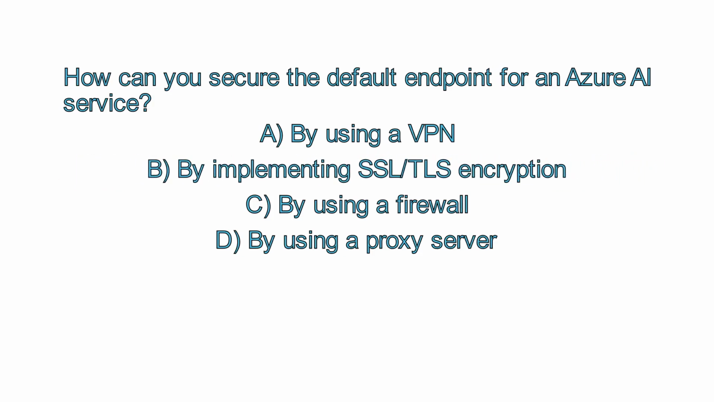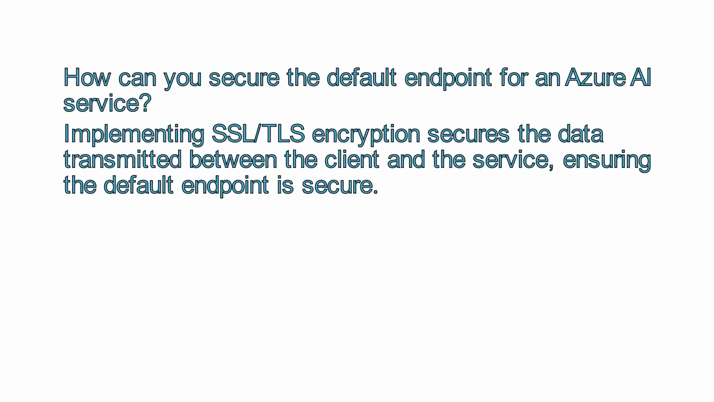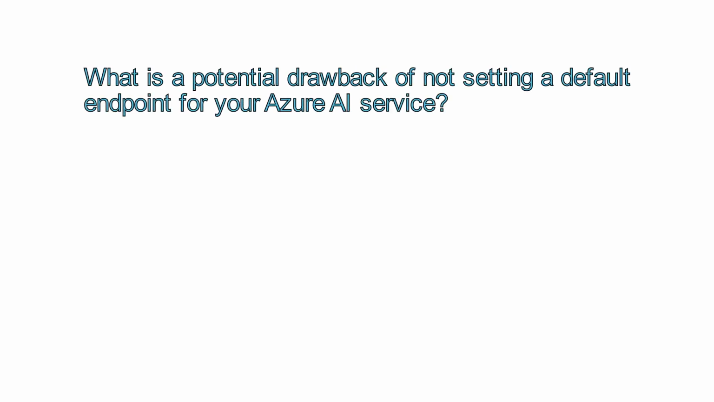The correct answer is B. By implementing SSL/TLS encryption. Implementing SSL/TLS encryption secures the data transmitted between the client and the service, ensuring the default endpoint is secure. What is a potential drawback of not setting a default endpoint for your Azure AI service?